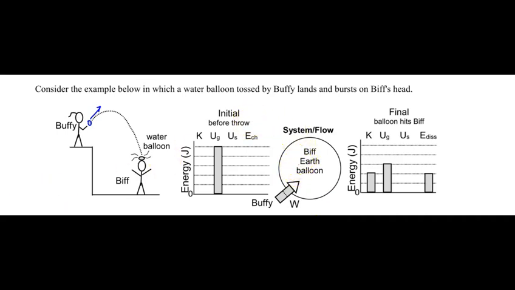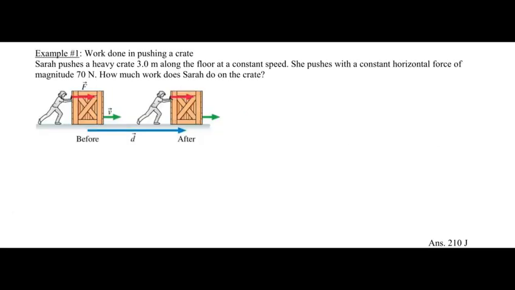And lastly, there might be several different objects that are doing work. For example, in example number 1, they're just looking for the work done by Sarah on the crate. But there are other forces acting on the crate. If you consider all the forces in this scenario, you could ask, what is the work done by the normal force? But the normal force is perpendicular to the displacement. Hopefully you realize it doesn't do any work because the angle is 90 degrees. The same is true of the force of gravity, because it's also perpendicular to the displacement.